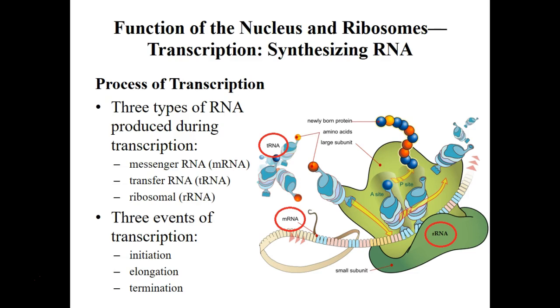For transcription to occur, we have 3 phases or steps. Initiation, where the RNA polymerase binds to the promoter region. Elongation, where the RNA polymerase runs along the DNA and allows the proper RNA nucleotides to come in. And then termination, where we hit the terminator sequence and the DNA closes back up, the RNA polymerase leaves, and the RNA that was produced can then be modified.